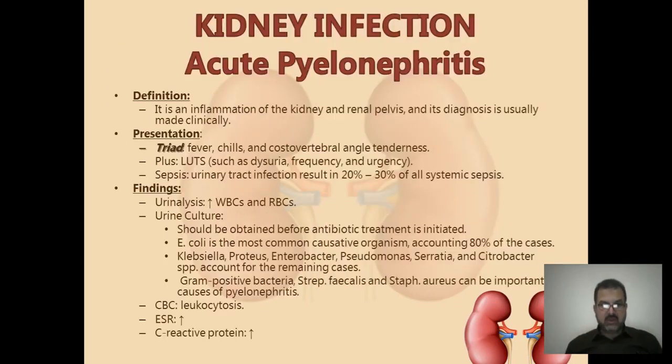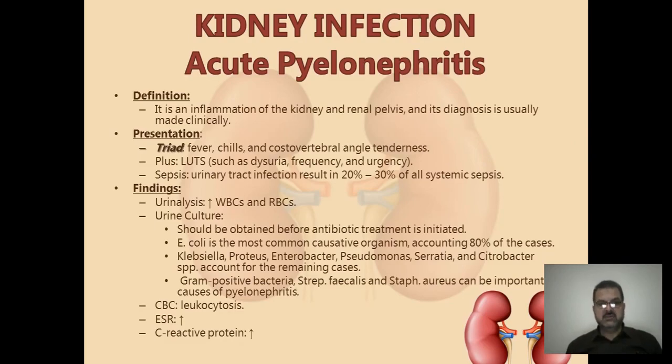If we go one by one, starting from the kidneys, we'll start with acute pyelonephritis. This is an inflammation of the kidney parenchyma and the renal pelvis. The patient usually comes with fever, chills, and costovertebral angle tenderness, and lower urinary tract symptoms, dysuria, frequency, urgency, mainly irritative symptoms. Some patients can come with sepsis if they have this severe infection.